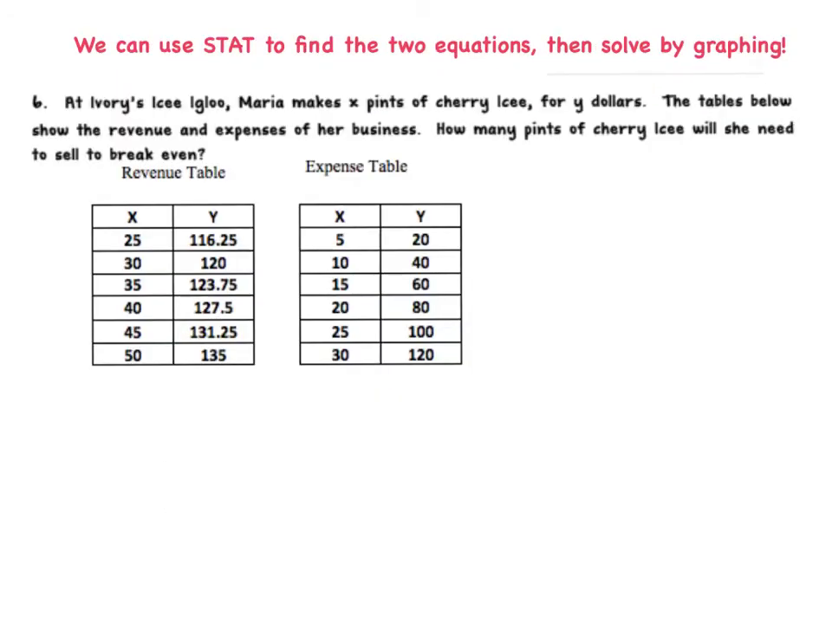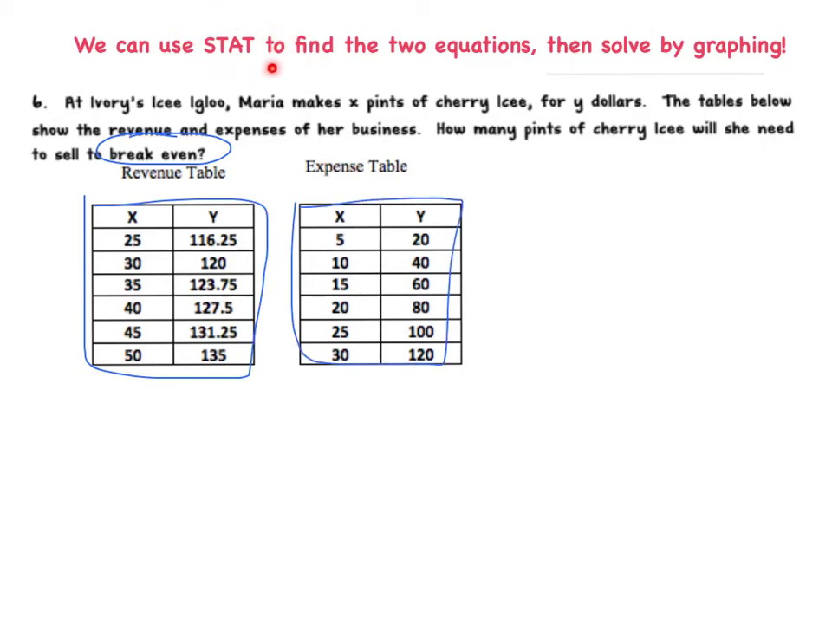For here, let me go ahead and read it first. At Ivory's Icy Igloo, Maria makes x pints of cherry icy for y dollars. The table below shows the revenue and expenses of her business. How many pints of cherry icy will she need to sell to break even? Now, when it says break even, it basically means when will they be the same? Or, in other words, where is their intersection.